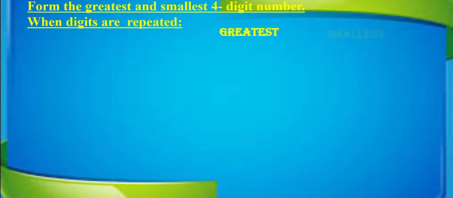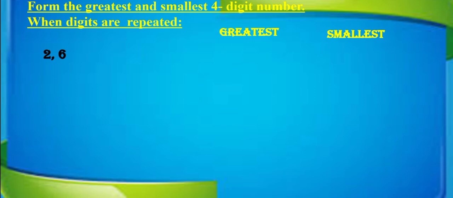Okay. So this is another case. Now, let us see the next type. Only 2 digits are given, but we have to form the greatest and smallest 4-digit number. How will we form it? See, the digits are 2 and 6. Only 2 and 6 are given. You have to form the greatest and smallest 4-digit number. Let us see how to form.